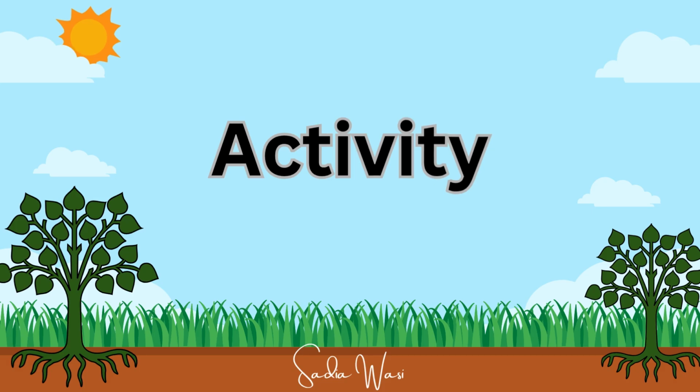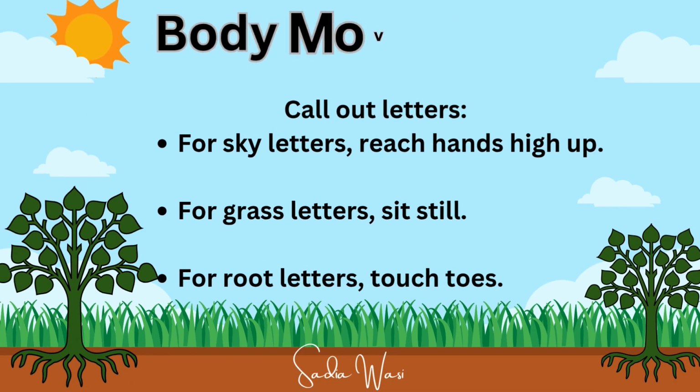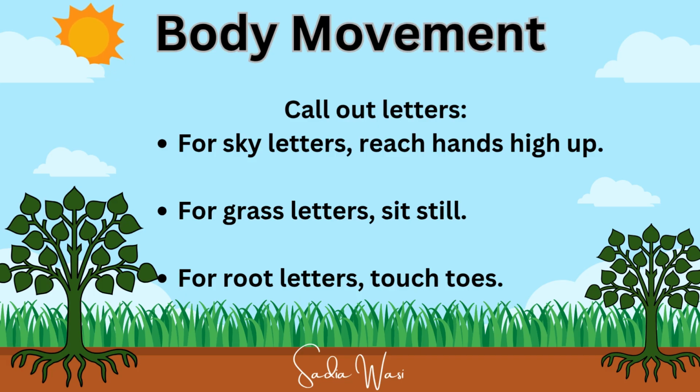Body movement activity. For sky letters, reach hands high up. For grass letters, sit still. For root letters, touch toes.